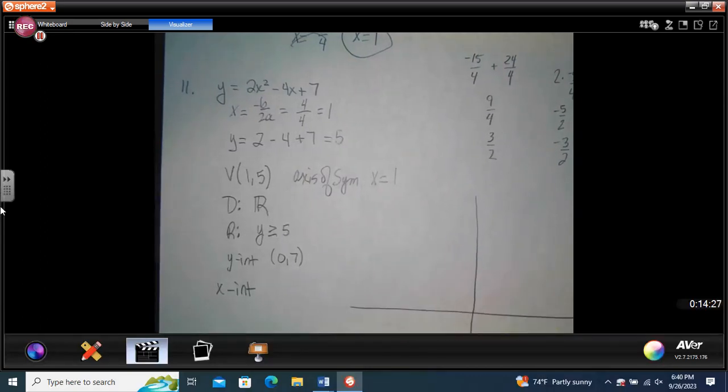But I can graph. 4, 5, 1, 2. I love showing off my counting skills. 3, 4, 5, 6, 7, 8. 1, 2, 3, 4, 5.